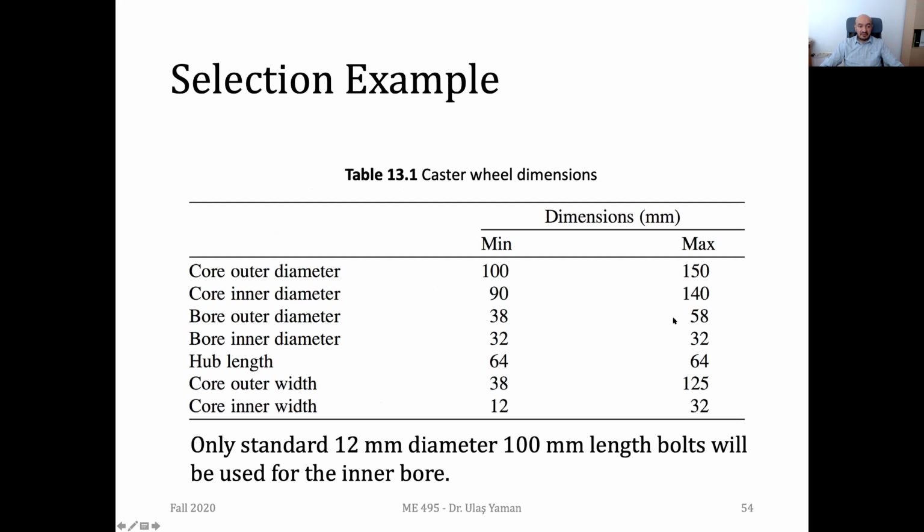What are the minimum and maximum dimensions of the given shape? These are some properties of the geometry of the model. We have some minimum and maximum values for these, so customers can select any values in between. And for the internal hole, we don't have any flexibility. It always has a 12 millimeter diameter, and the length of the bore is 100 millimeters.